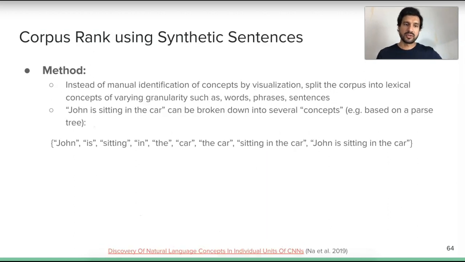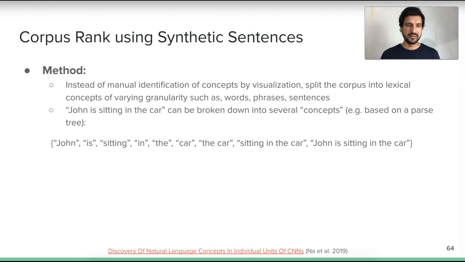So in corpus rank, we were manually identifying concepts by looking at a set of sentences. But manual identification is still cumbersome. So one way to resolve this is to split the corpus into lexical concepts of various granularities, such as words, phrases, or sentences. And then we can create synthetic sentences that represent each of these concepts. And the neurons that activate on those synthetic sentences will be the ones which belong to that concept.